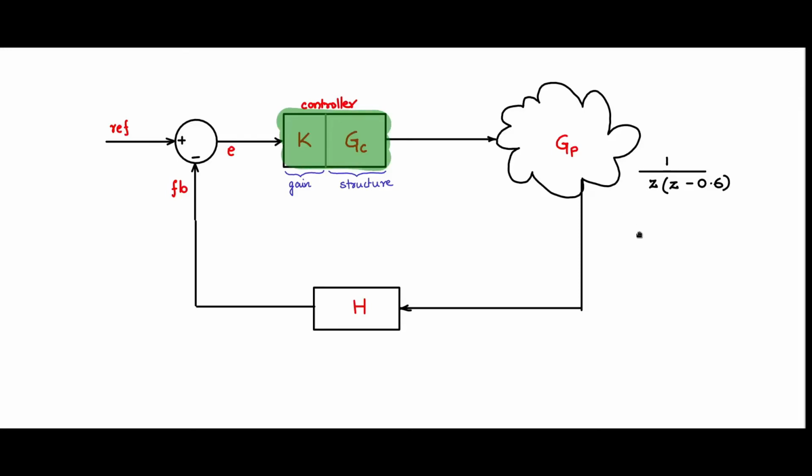Let me look at another plant. This plant has one pole at z equal to 0 and another pole at z equal to 0.6. Recall that in the previous example we had taken z equal to 1 as one of the pole locations, and now you have no poles at z equal to 1. You have one at 0 and one at 0.6. Now let us have a look at this and see how we go about designing a controller for this.